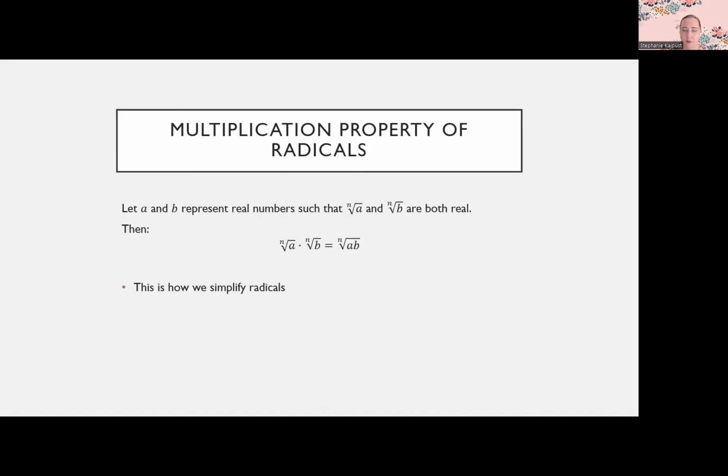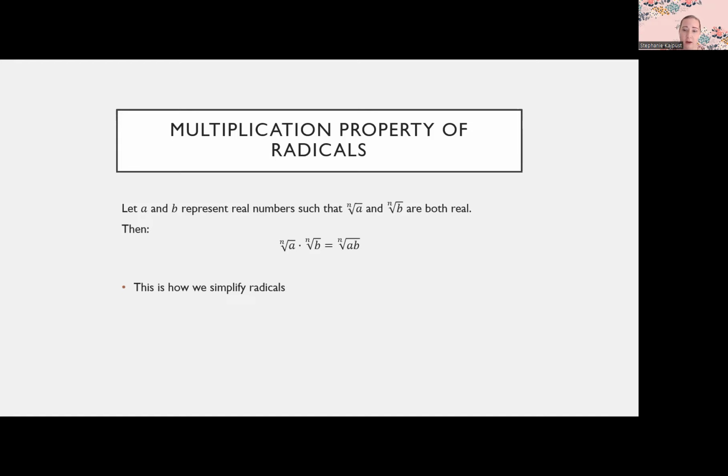So multiplication property of radicals. If you are multiplying 2 radicals, and they could be square roots, they could be cube roots, anything that has that symbol, when you're multiplying them, if they have the same index, so they're both square roots or they're both cube roots, then you can combine them into a single radical. So you basically multiply the things inside together to combine them.